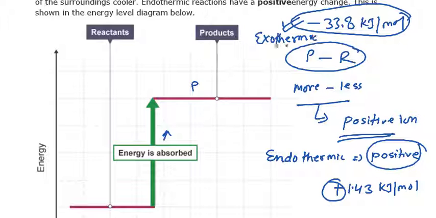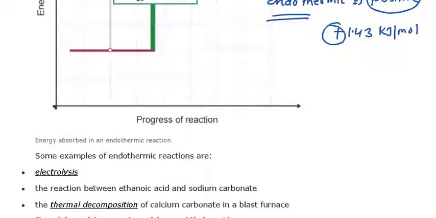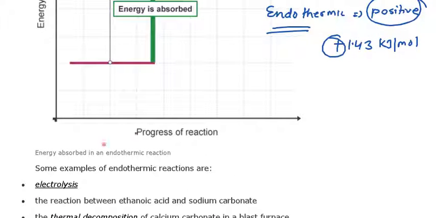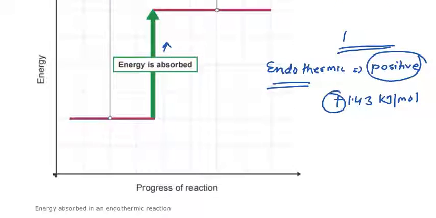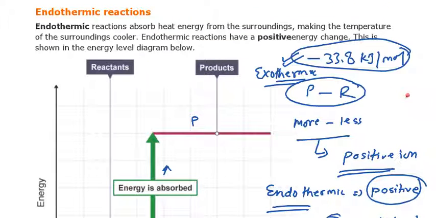So this kind of difference we can measure by the positive and negative sign. For example, processes like electrolysis and other reactions are most commonly considered endothermic. Thermal decomposition is also a very common example, because thermal decomposition means by giving temperature you are breaking something. So this type of reaction is considered an endothermic reaction.